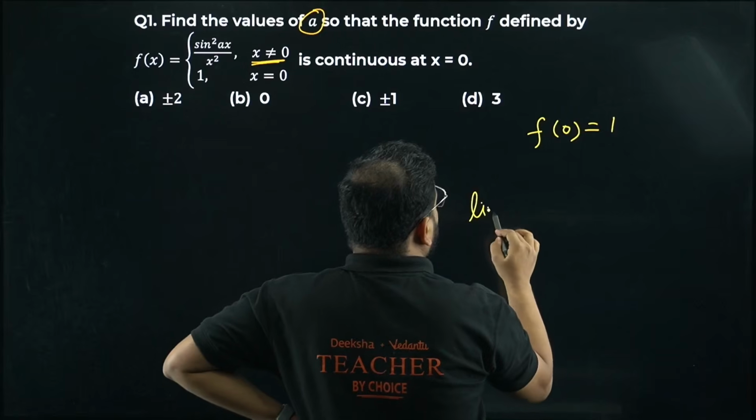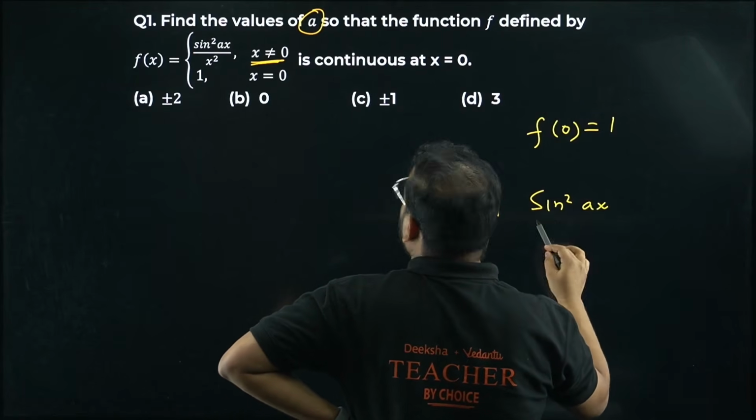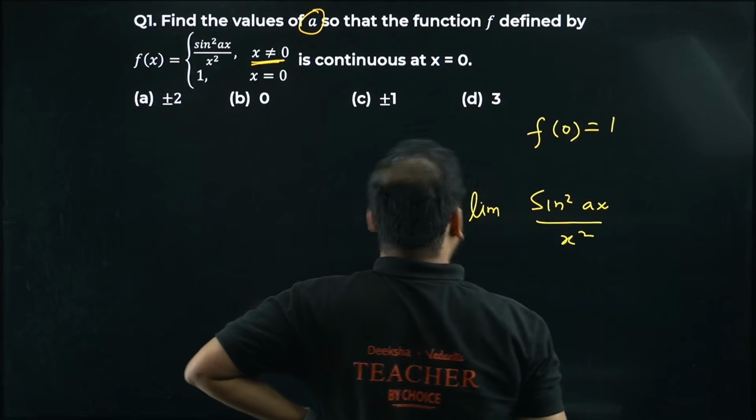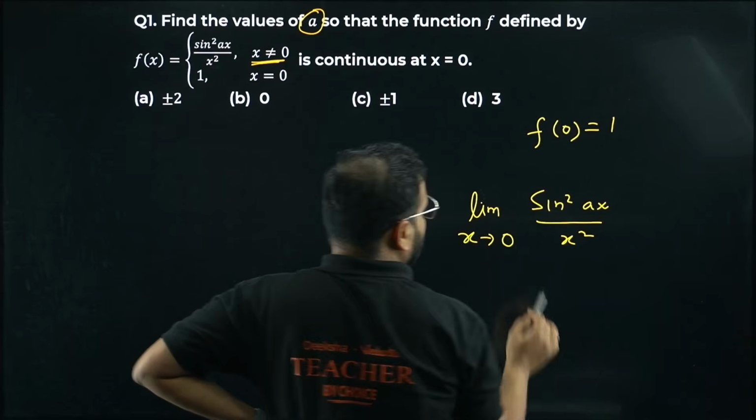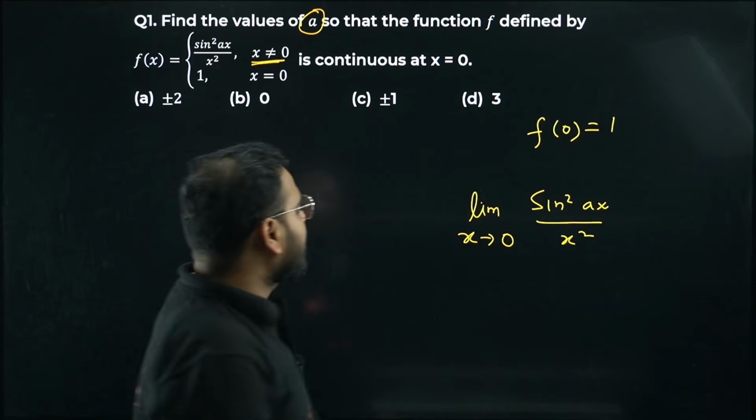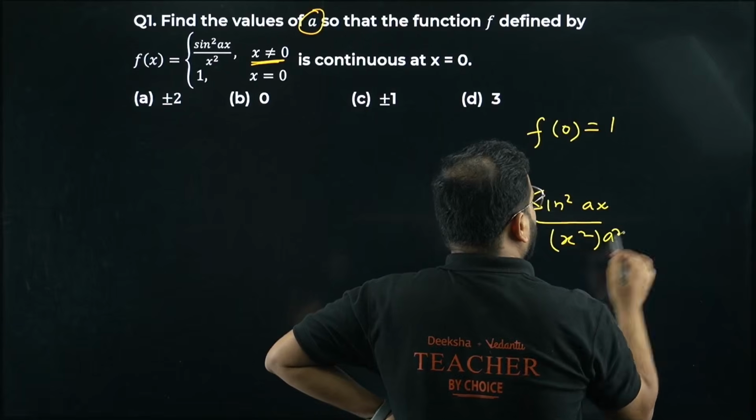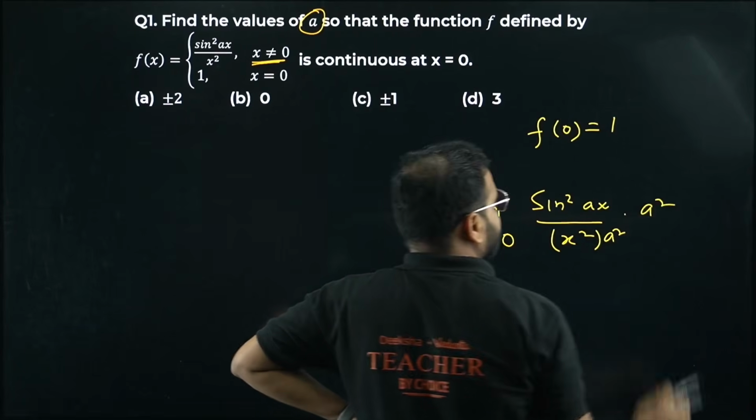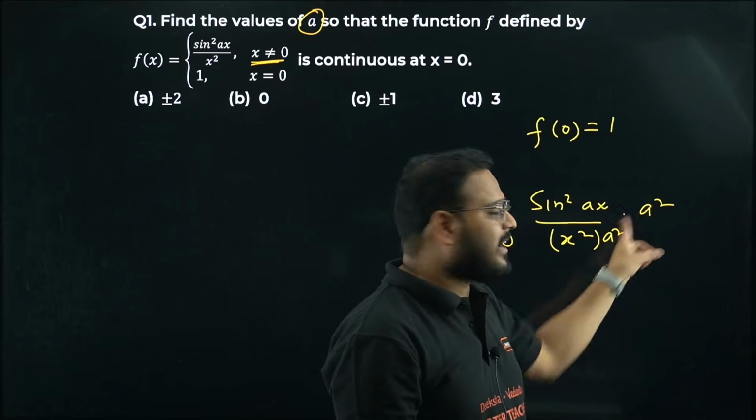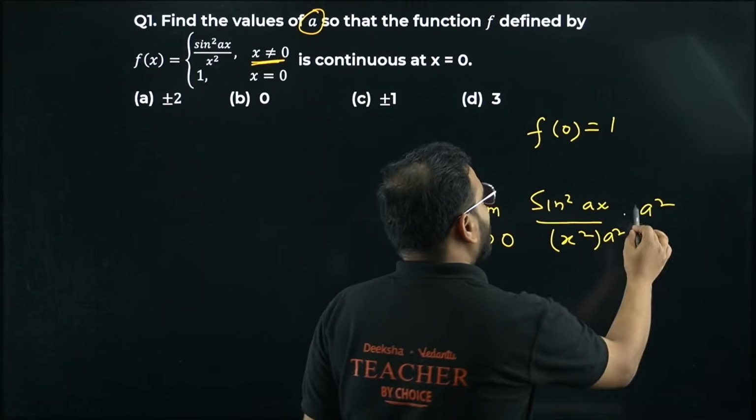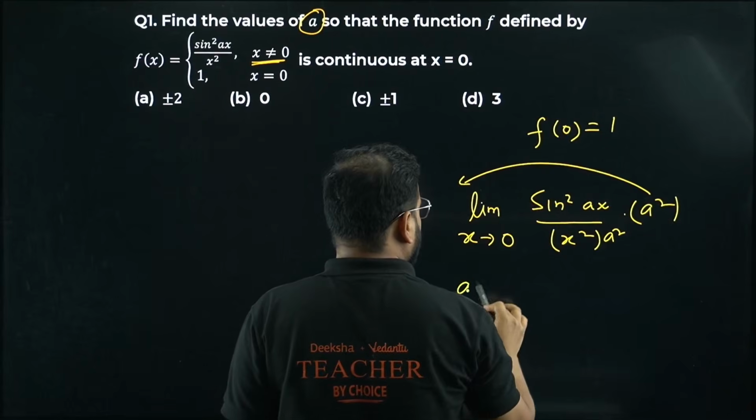You can apply the limit of sine square ax divided by x square when x tends to 0. That's how you find the limit. Let's multiply here with a square, and over here also with a square. Multiplying and dividing by the same number will not change anything. Now we can take this constant outside, and it will become a square over here.